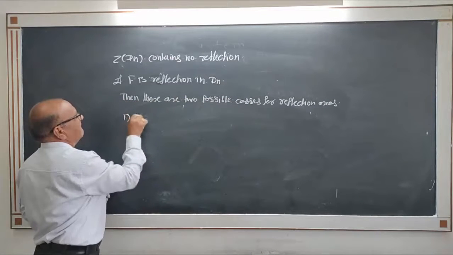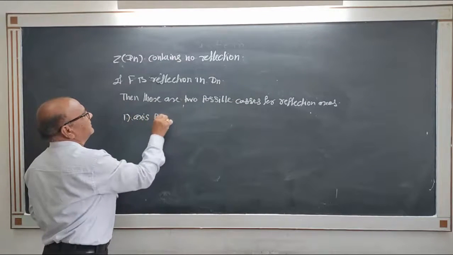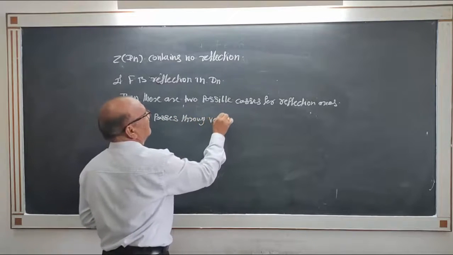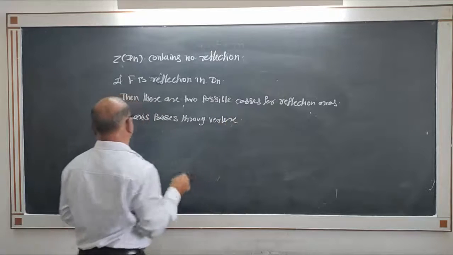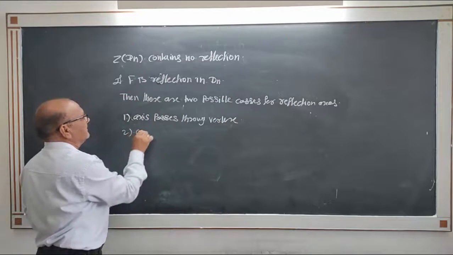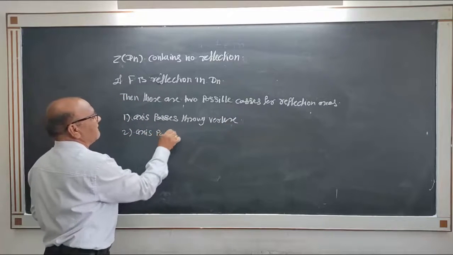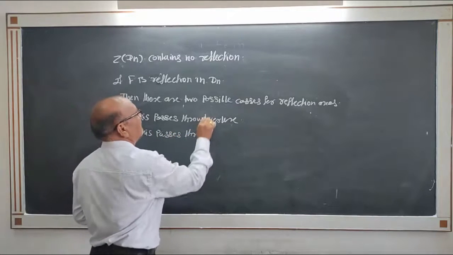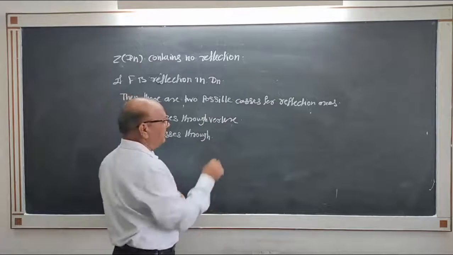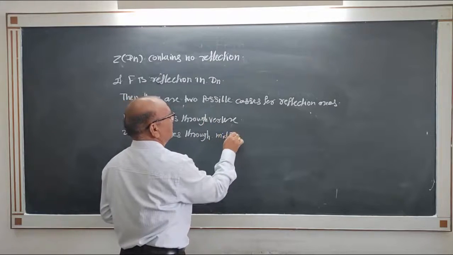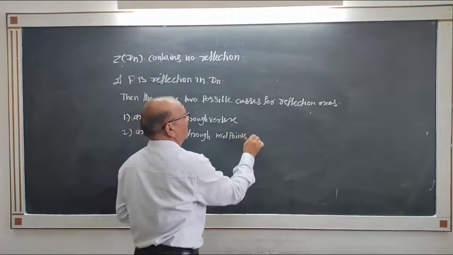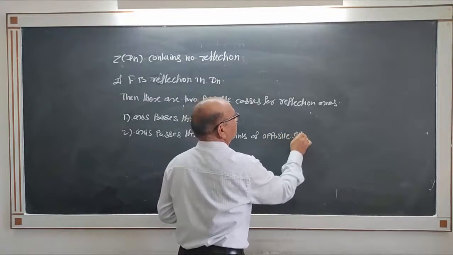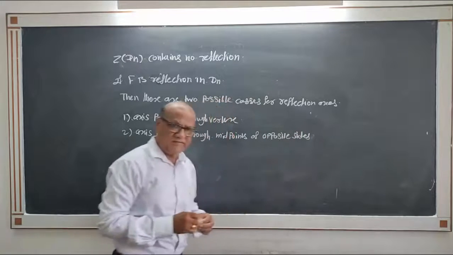First, the axis passes through a vertex. And second case, the axis passes through midpoints of opposite sides.